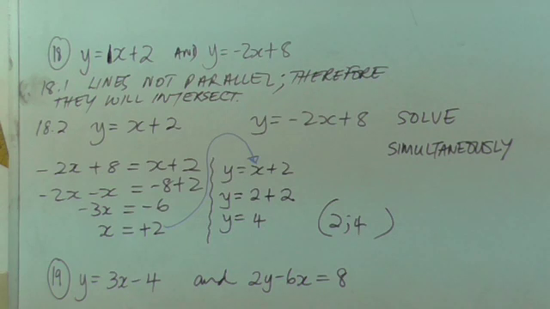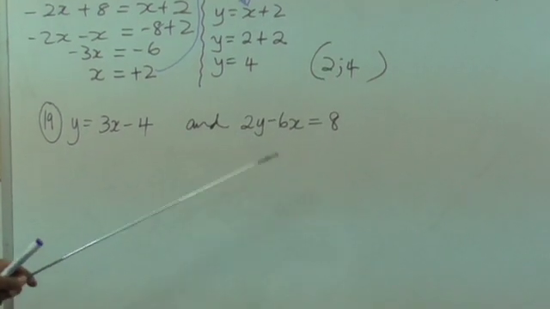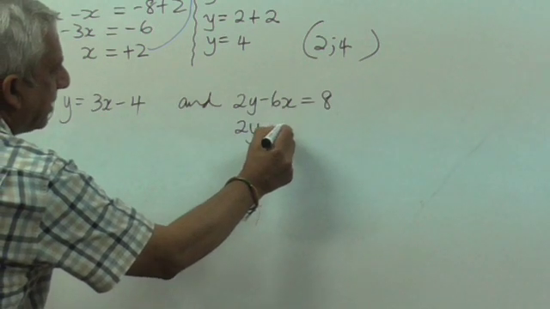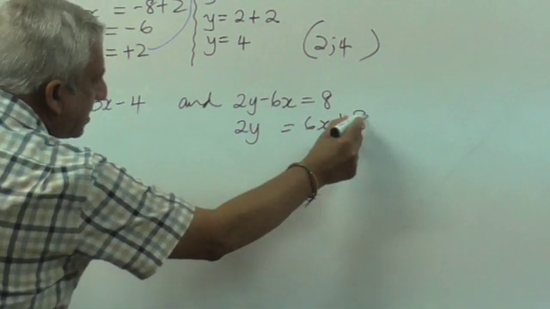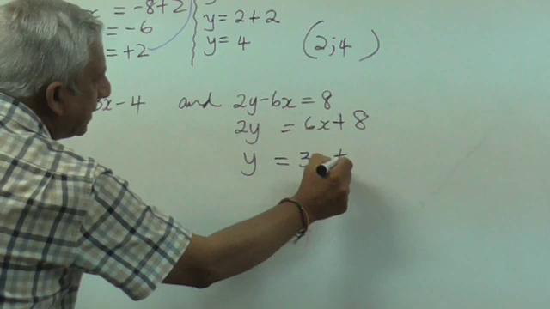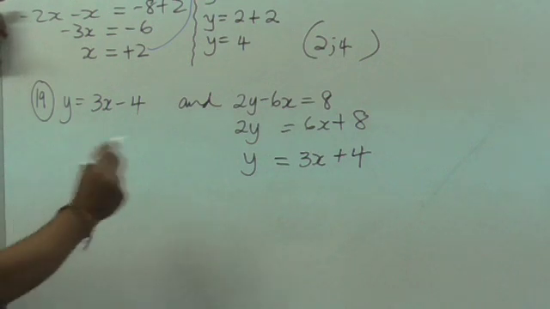And we are moving to number 19. What does number 19 say? Determine whether these lines will intersect. Well, let's see. This is in standard form, that's fine, but that's not in standard form. So, let's bring it to standard form. 2y is equal to 6x plus 8. Y is equal to, divide by 2 throughout. Now, we are comparing these two.